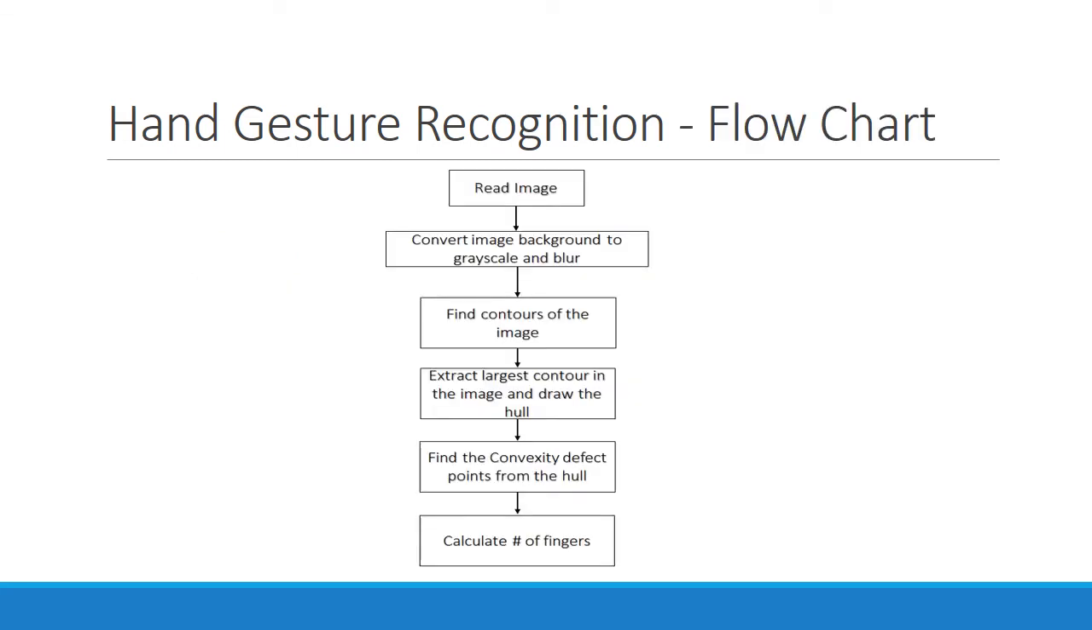This is the flowchart of the code that finds the number of fingers that the user shows as an input. First, the image is read and stored as a NumPy array and then converted into grayscale. Now, the contours of the image are found using the OpenCV library function cv2.findContours. The largest contour in the image is extracted and its hull is drawn. From this, the number of convexity defect points is calculated by using the function cv2.convexityDefects. This is in a vector form and the length of the vector array gives us the number of fingers that the user shows as the input.